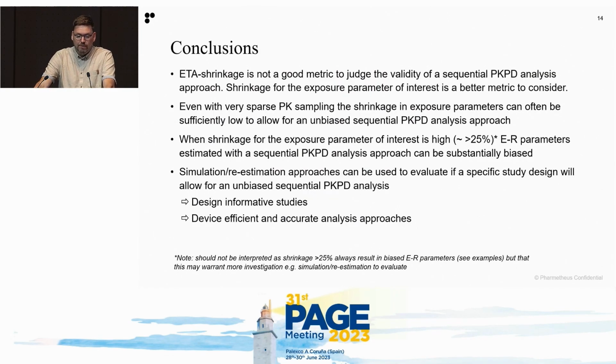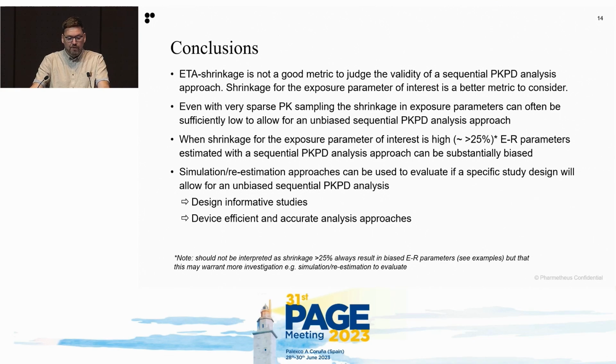But in conclusion, the most important factor here is that eta shrinkage is not a good metric to judge the validity of a sequential PK/PD analysis approach. The shrinkage for the exposure parameter of interest is a better metric to consider. And even with very sparse PK sampling, the shrinkage in exposure parameters can often be sufficiently low to allow for an unbiased sequential PK/PD analysis approach.